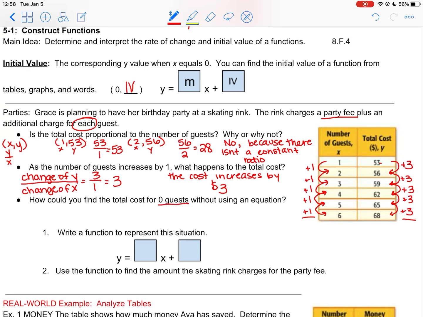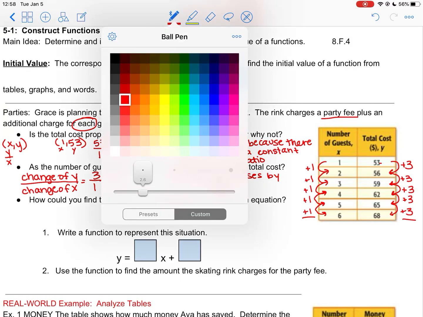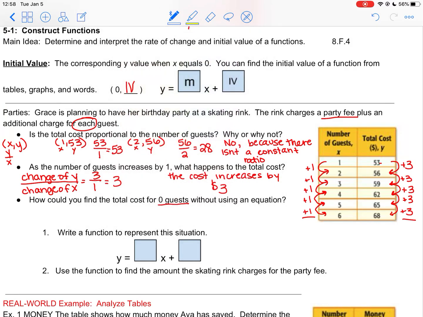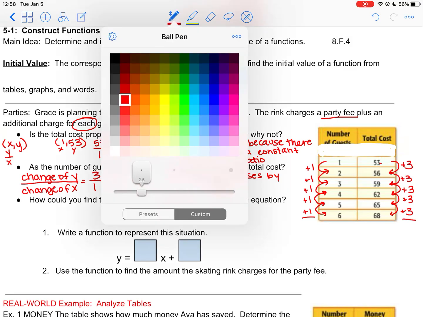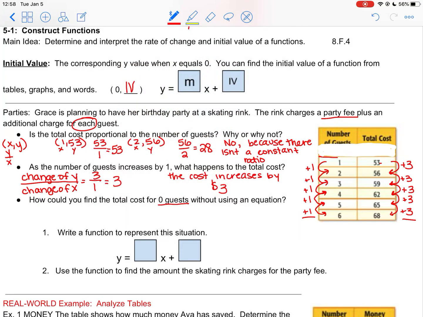So we need to think about how we could find the total cost for 0 guests without having to use an equation. So if I look at this table, I'm going to create another little cell up here, in part of the title, just to make myself some more room. I'm going to create another cell in this table, because right above the 1 there would be a 0 for the X value, and that would represent 0 guests.